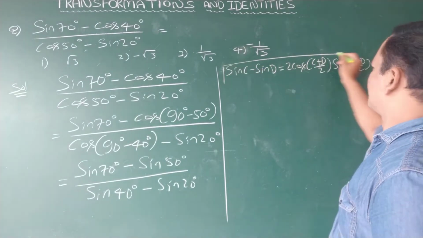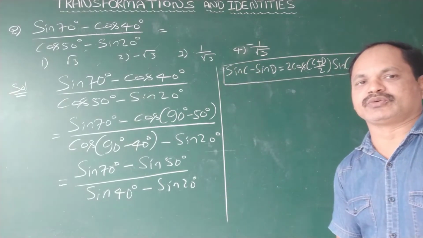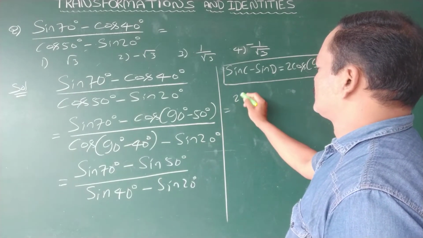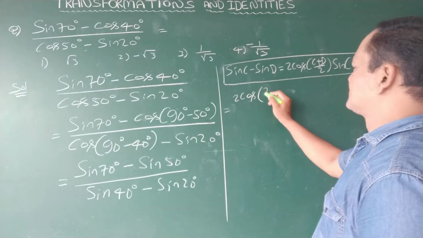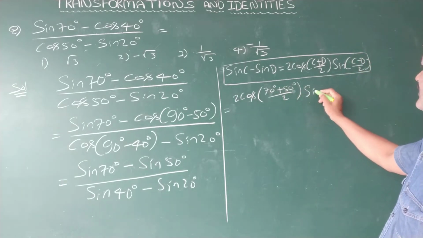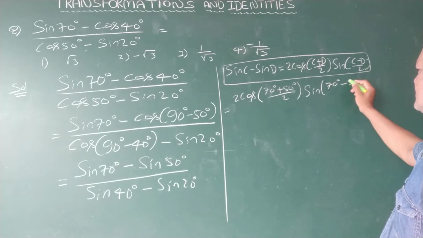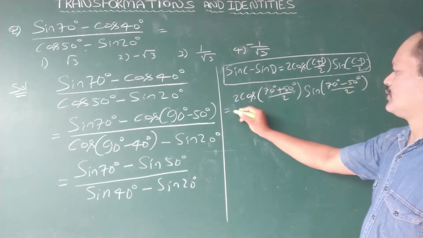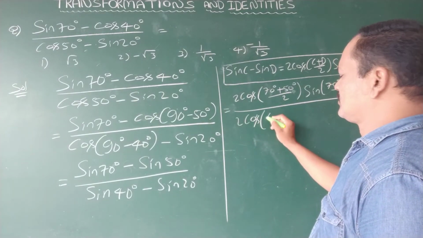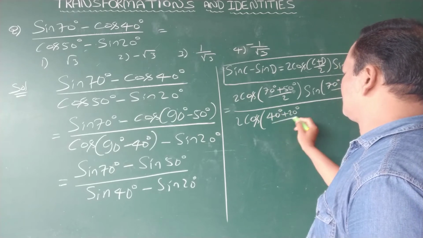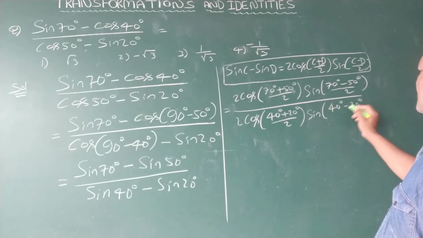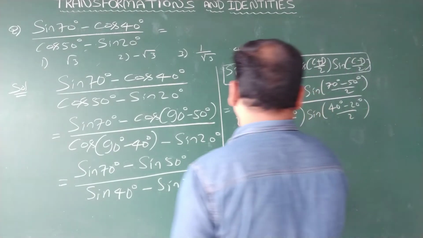So we apply the formula: 2 cos (C plus D)/2 into sin (C minus D)/2. In the numerator we write 2 cos (70 plus 50)/2 into sin (70 minus 50)/2, whole by, in the denominator, the same: 2 cos (40 plus 20)/2 sin (40 minus 20)/2. That's why here 2 gets cancelled.